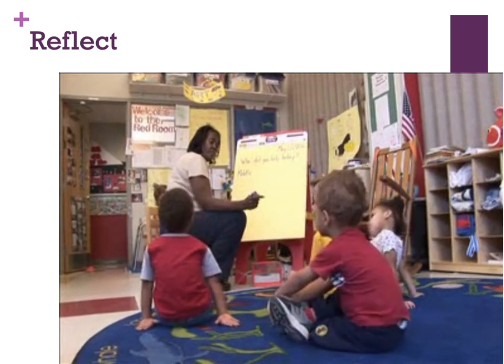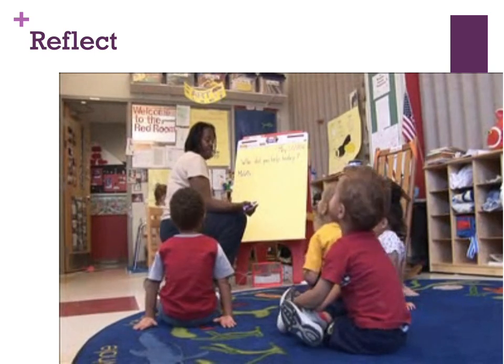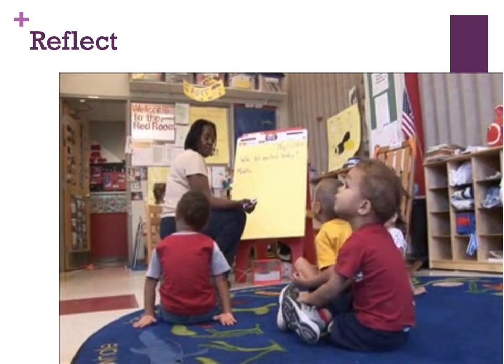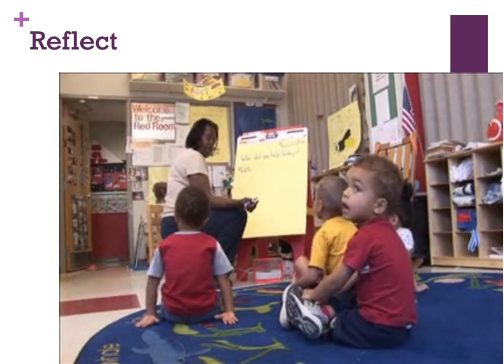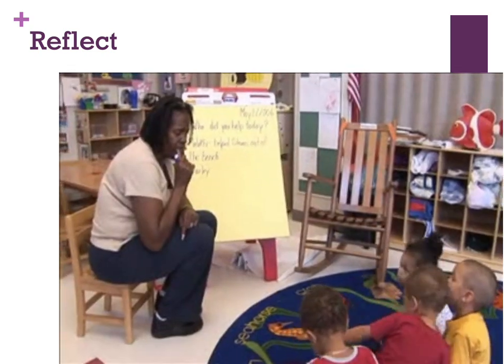I helped Aiden. Who did you help? Aiden. You helped Stephen do what? Get him out of there. Get him out of where? The bench. Okay. Thank you.